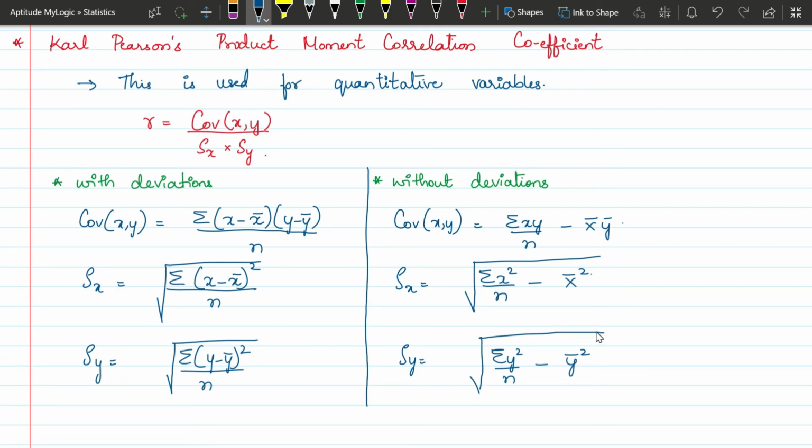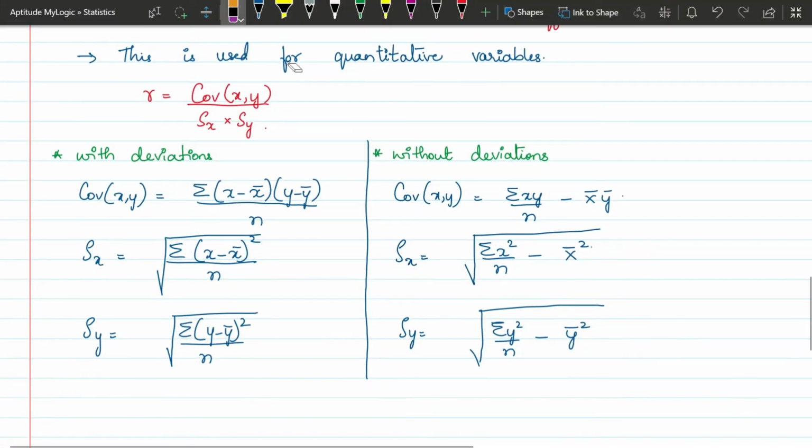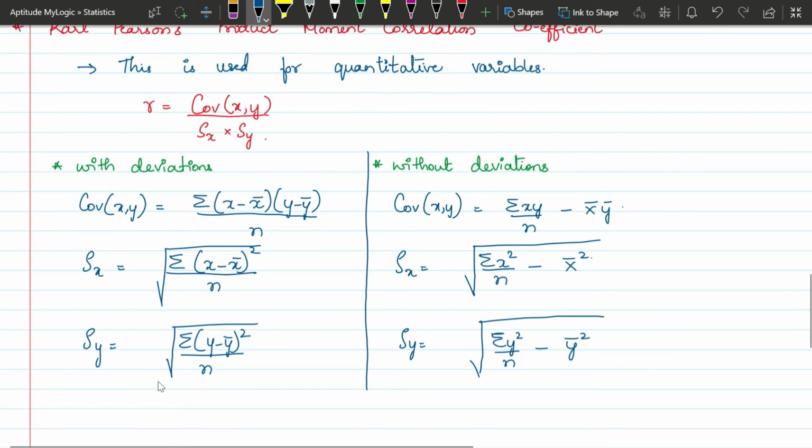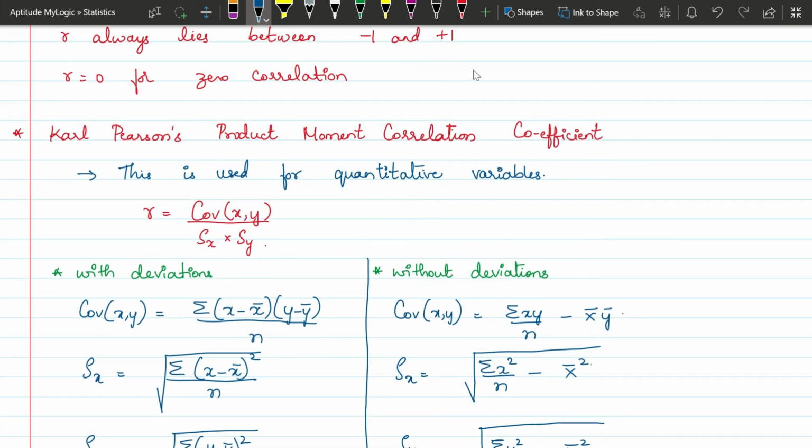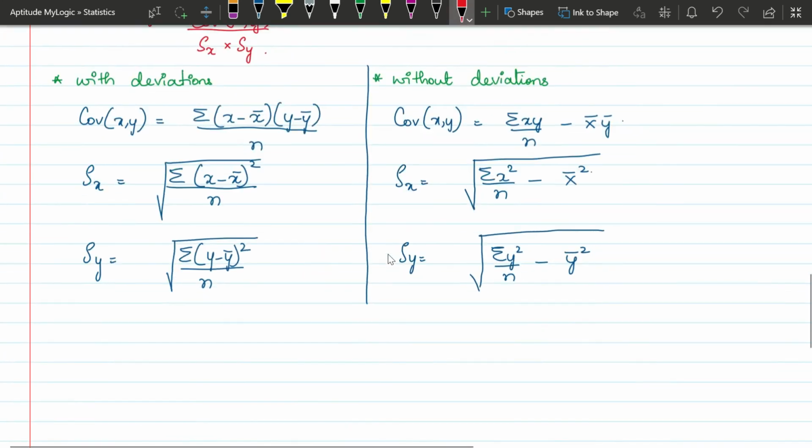These are two sets of formulas. Either use all these three or these three. Which one to use depends on the type of data given. After determining each one of these, substitute in the main formula and find the value of r. As informed earlier, it is going to be between -1 and +1. So this is about Karl Pearson's product moment correlation coefficient.